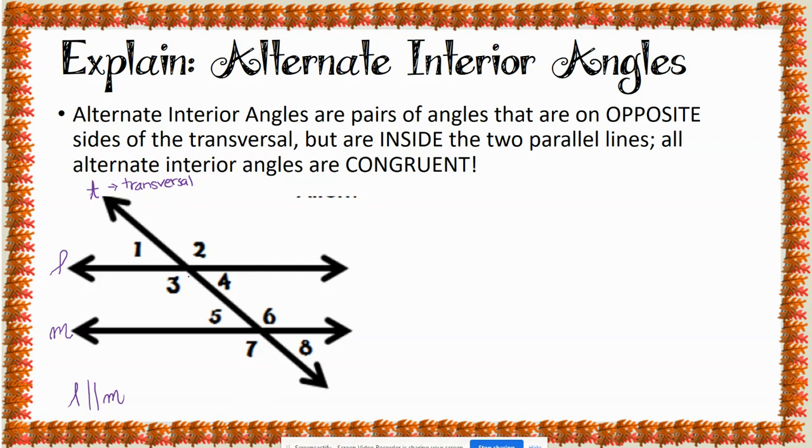Because this line is cutting both of these at the same angle, and because these lines are parallel to each other, what happens is this creates a lot of congruent angles because it's cutting through at the same angle.